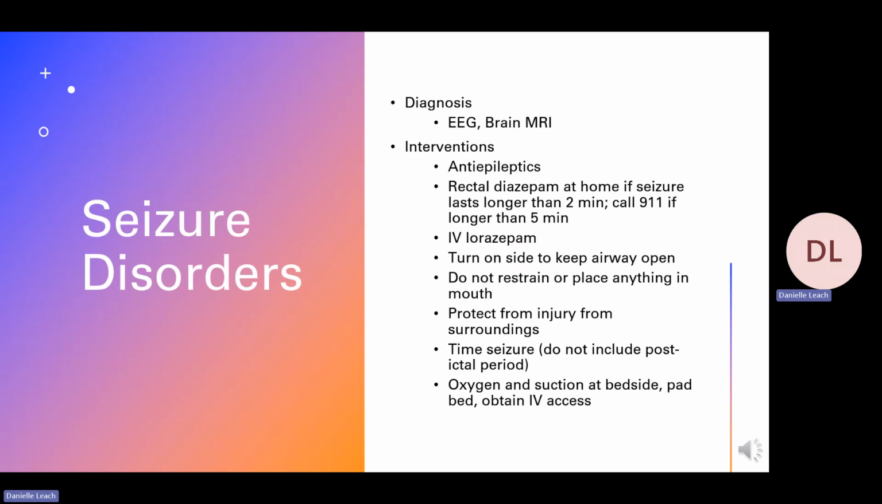The post-ictal period is immediately after the seizure when the child may be very, very drowsy, maybe even hard to awaken. Also at the bedside, if they are admitted, we want to make sure that we have safety equipment already set up at the bedside. So we want to have oxygen, we want to have suction already ready, we want to pad the bed with special seizure pads, or sometimes we just use pillows or blankets even. And they should already have IV access obtained in case they do seize and we do need to emergently give them IV lorazepam.